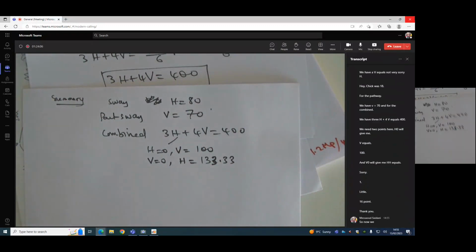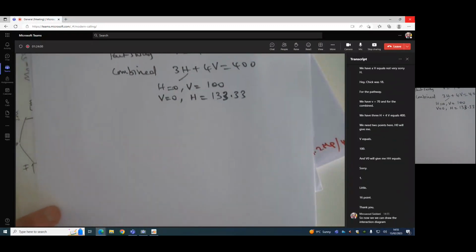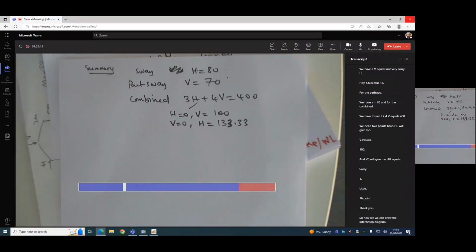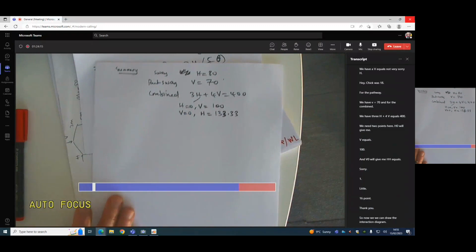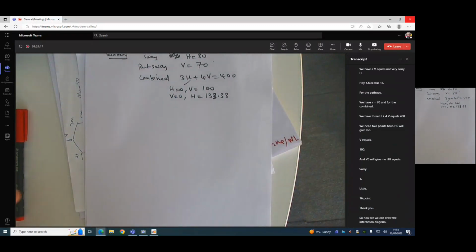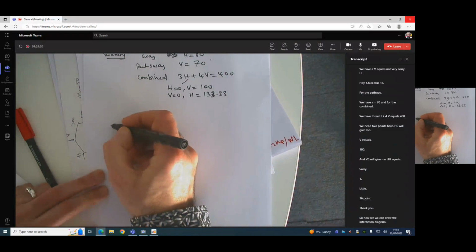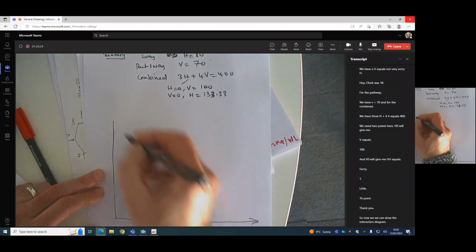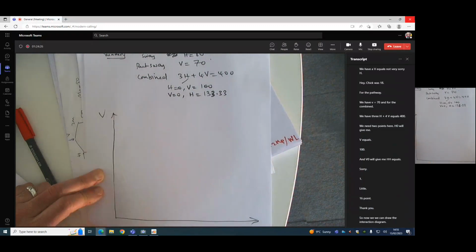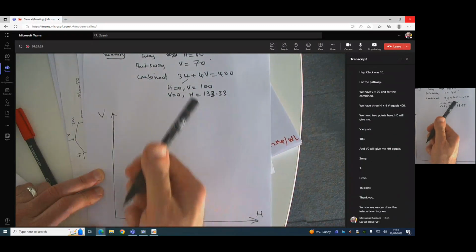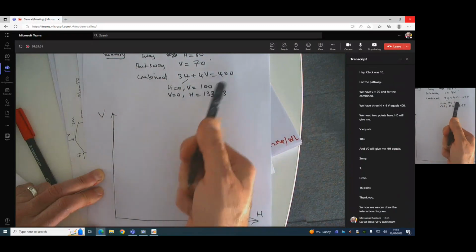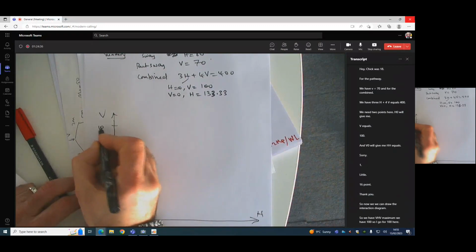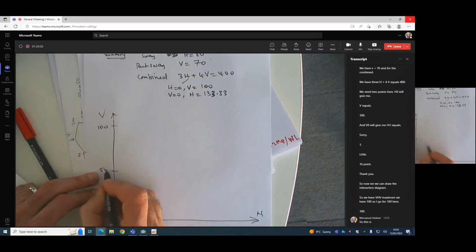So now we can draw the interaction diagram. So we have V and H, V maximum, we have 100. So I go for 100 here, 100. So this is 50.